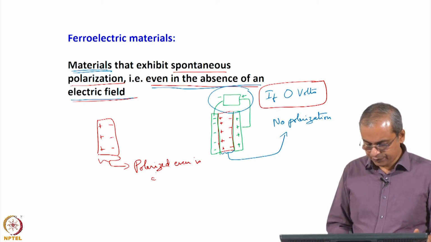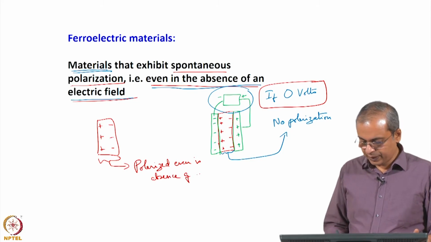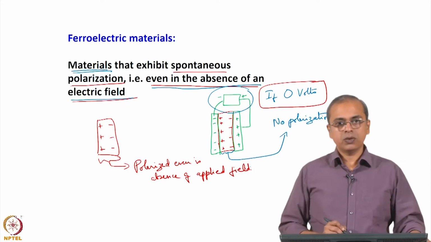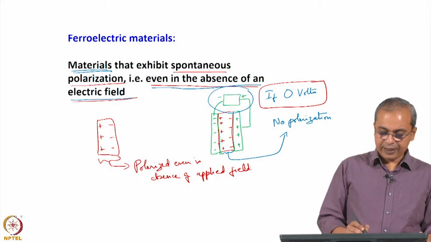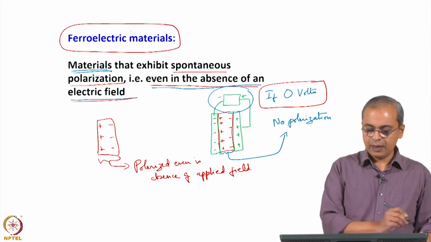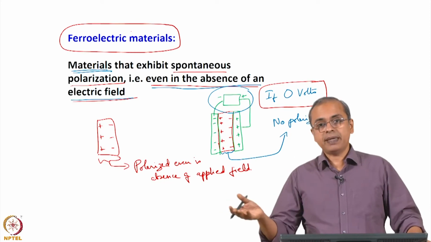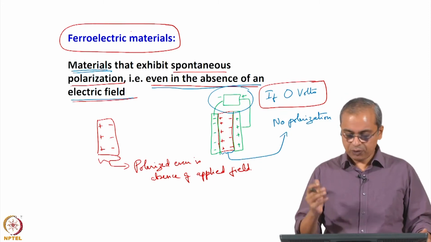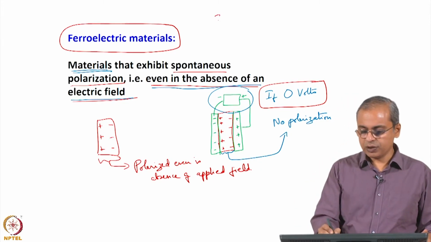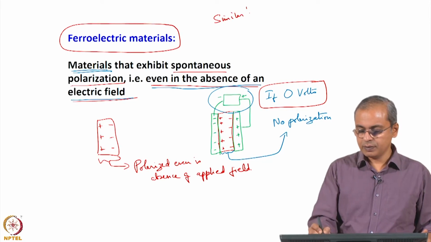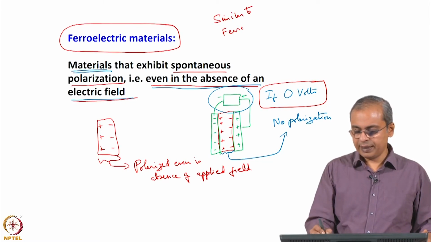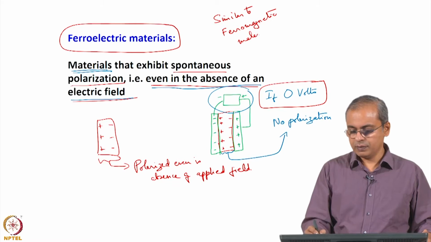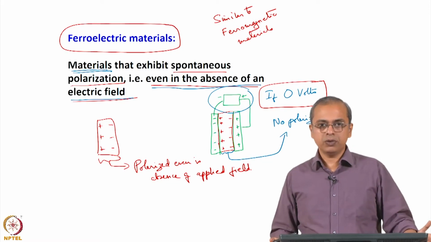Even in absence of applied field. Okay. So, this type of a material is called a ferroelectric material. It is very analogous to a ferromagnetic material where also you have magnetism in the absence of any other applied magnetic field. Okay. So, similar to or analogous to ferromagnetic materials.